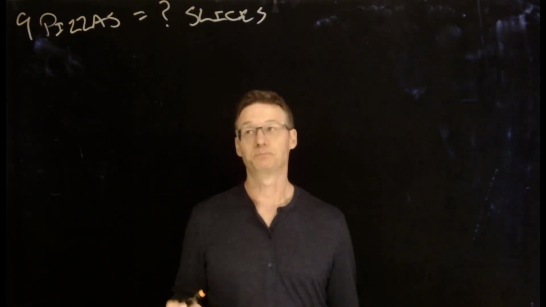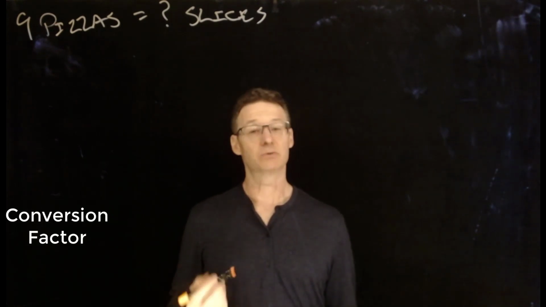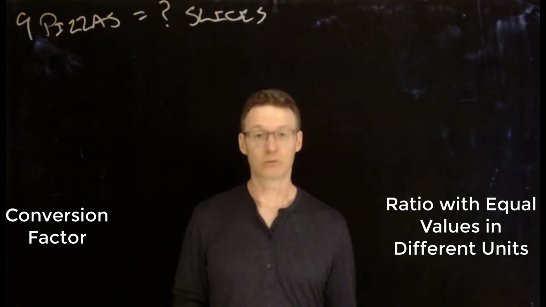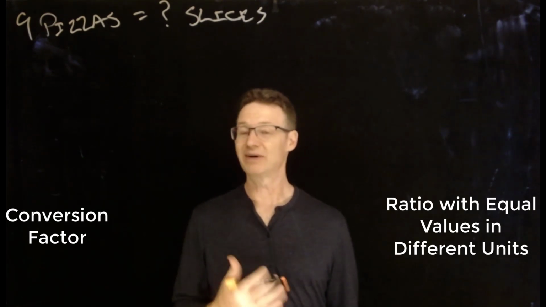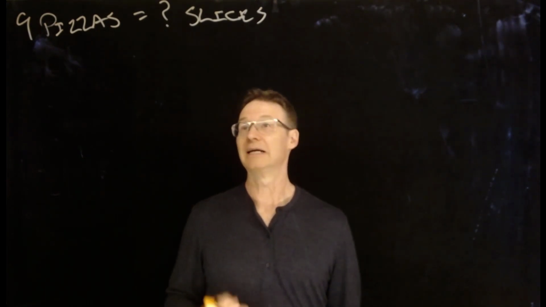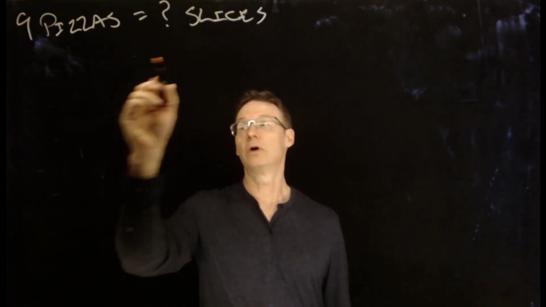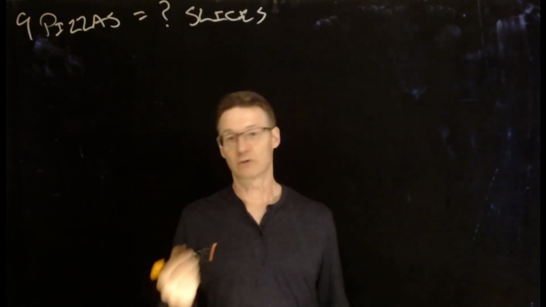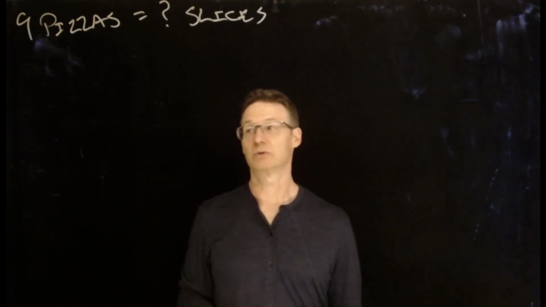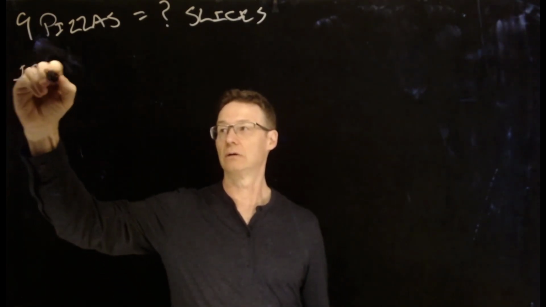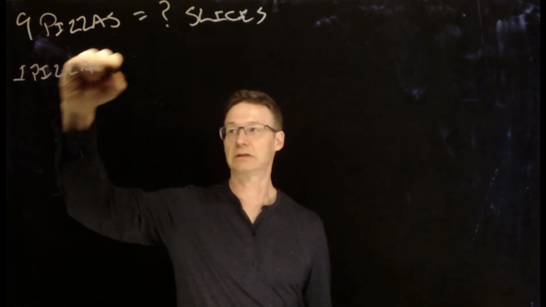So what do we need in order to get from 9 pizzas to a certain number of slices? What we really need is what's called a conversion factor. A conversion factor is a ratio with equal values on top and bottom, but expressed in different units. We talked about this in the earlier video. In this case, what we need to know is how many slices are in a pizza. We need a ratio that converts between those two. So typically, one large pizza has 8 slices.